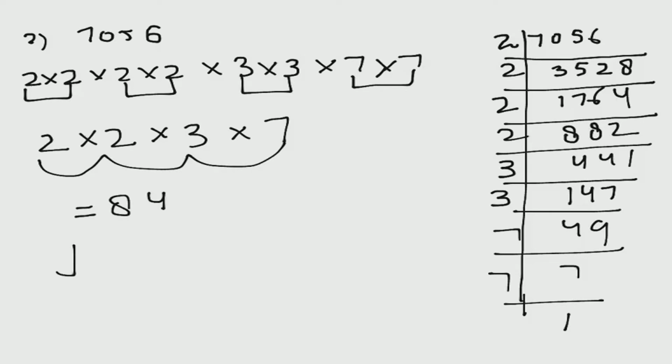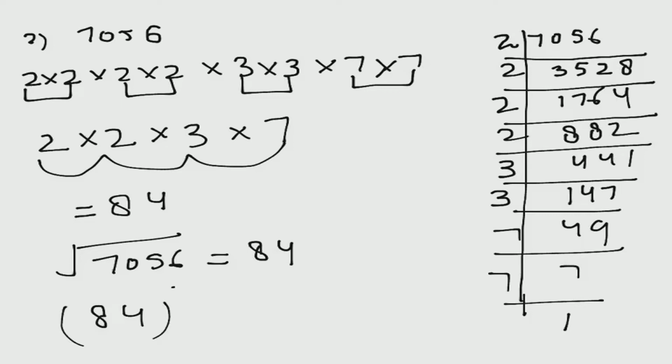It means the square root of 7056 is 84, or in reverse we can say 84 squared will give us 7056. So the next example is 11664. Today I am taking big numbers only, so that you can have more understanding of how to find the pairs and how to find the prime factors.